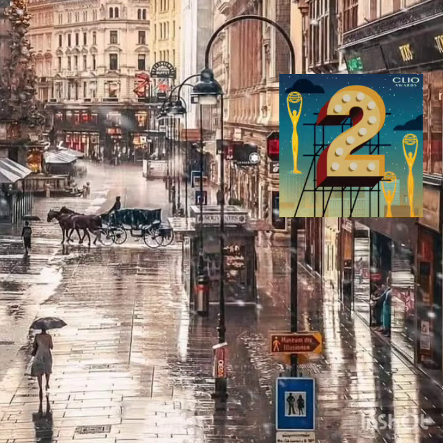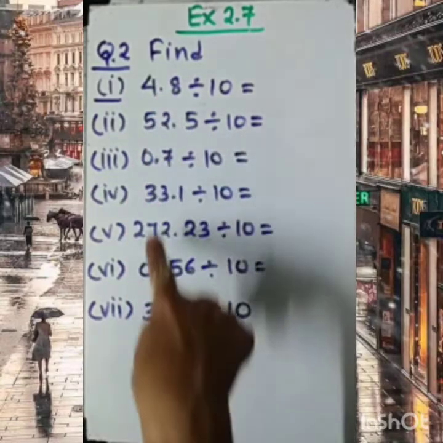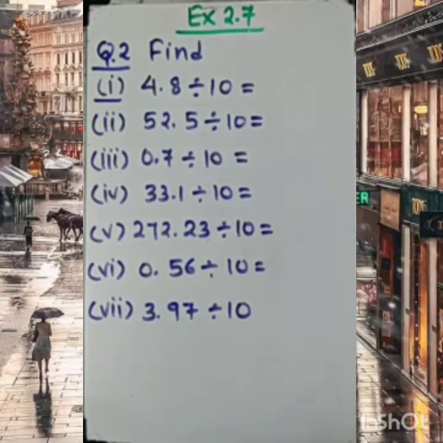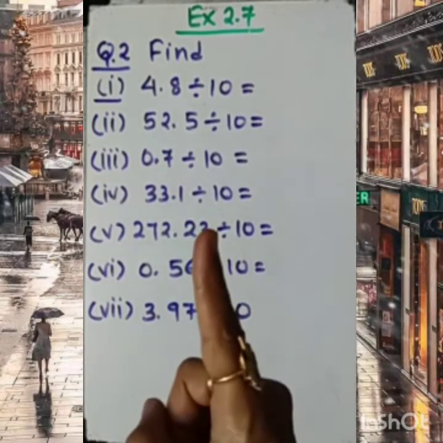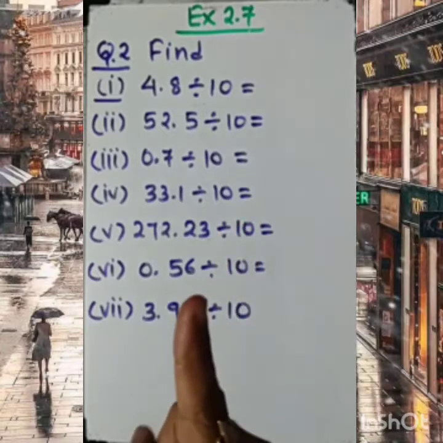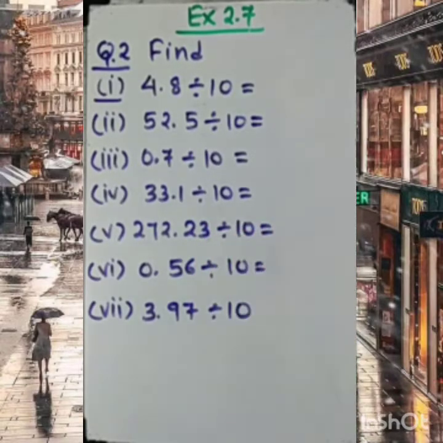Question number 2 of exercise 2.7 says find. Dear student, in all the questions I have mentioned here on your screen, you can see that we need to divide each and every question part by the divisor 10. Dividing by 10 indicates a shifting of one digit. Whenever we are going to divide by 10, then only one digit we need to shift. Clear to you? So very simple, very easy.